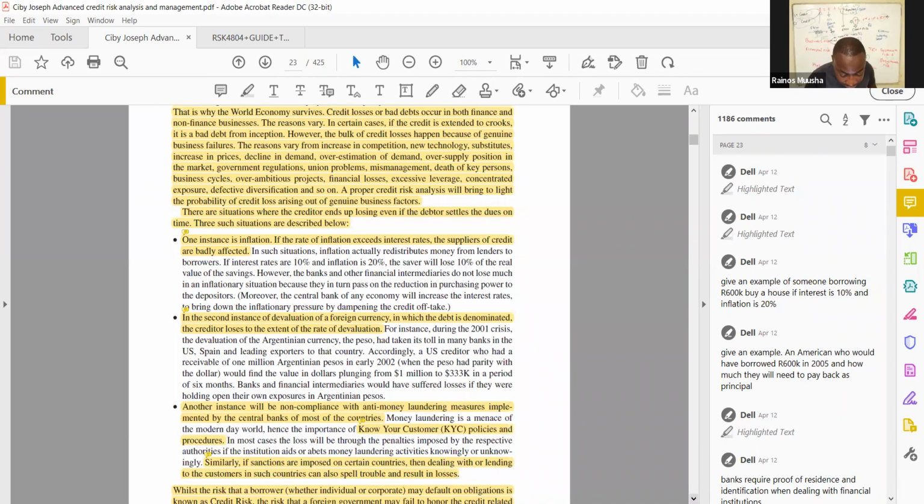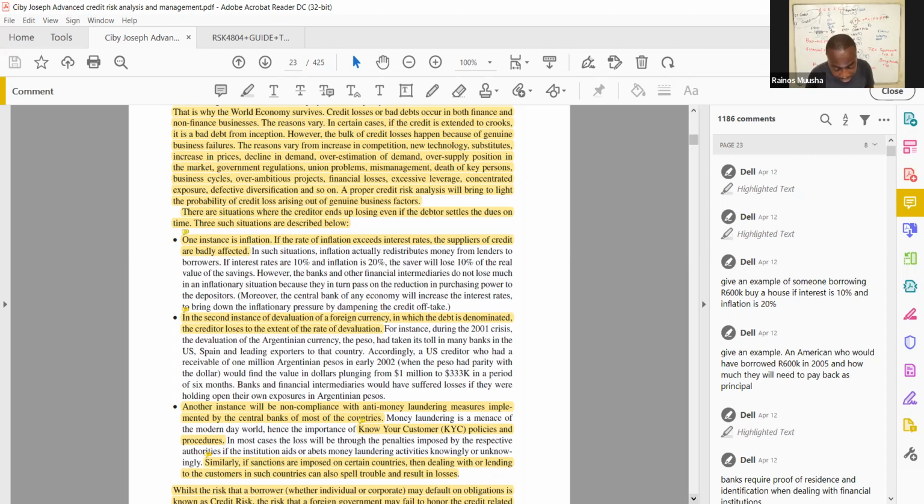The second one is devaluation of foreign currency, in which the debt is denominated. The creditor loses to the extent of the rate of devaluation. This is where you're looking at movements in exchange rates, where the money that you're lending out to a borrower, for example in another country, when they eventually pay you back, if the currency devalues, you're going to be able to buy less with that same money in that particular country, because of the effects of devaluation of your currency as well.